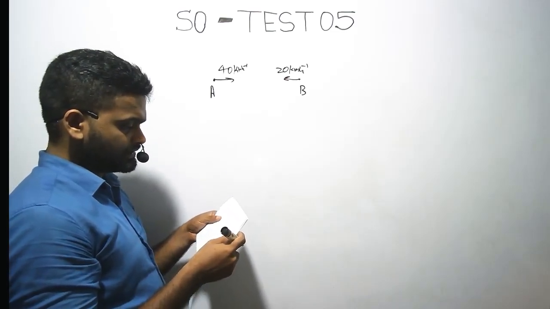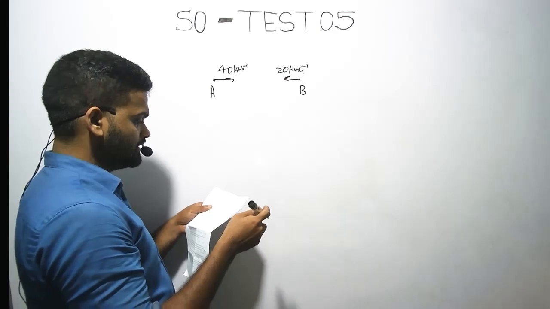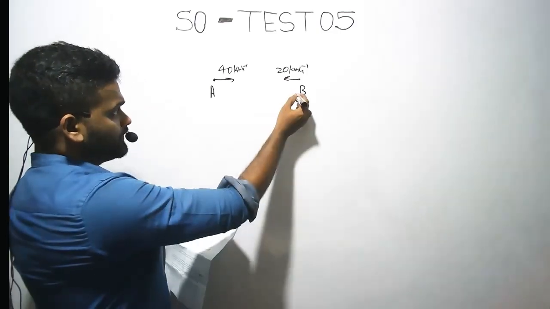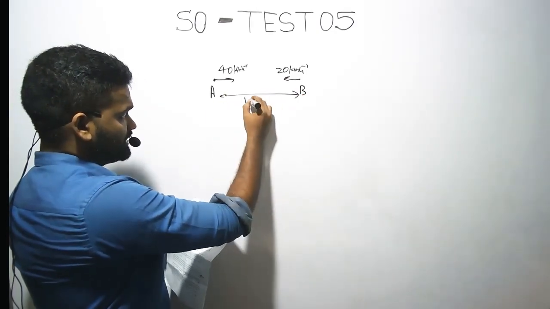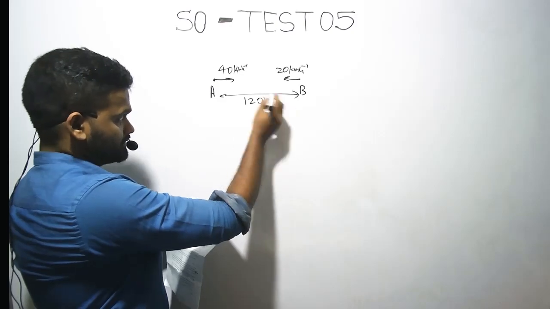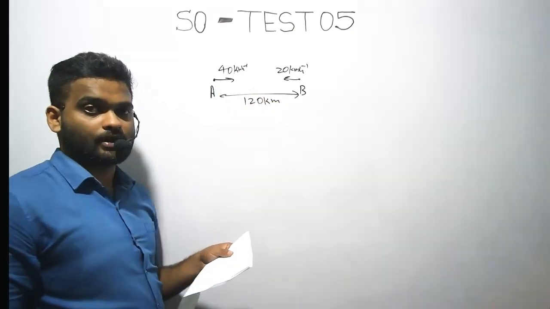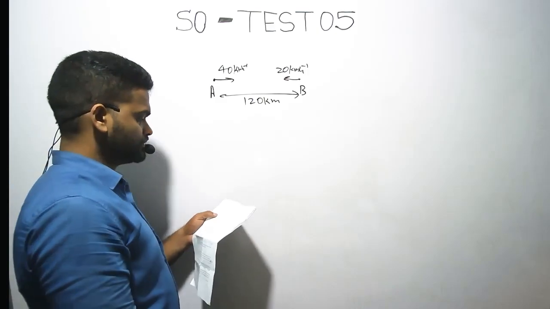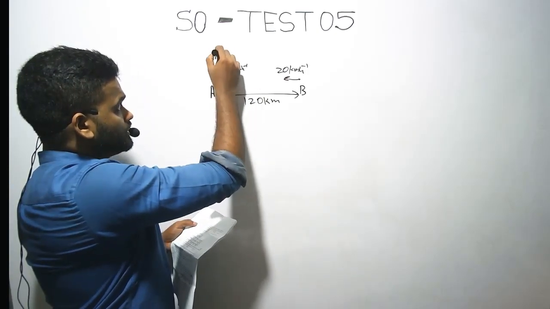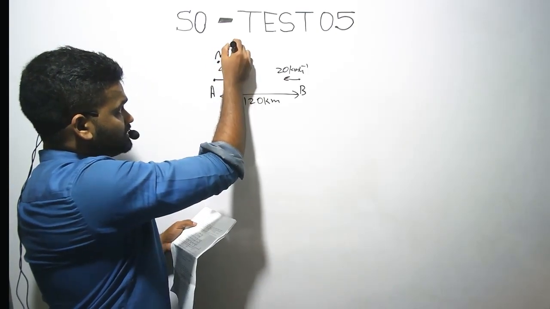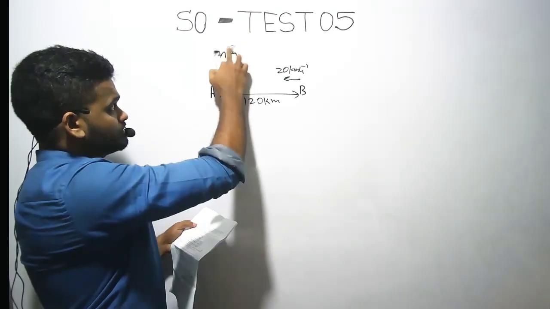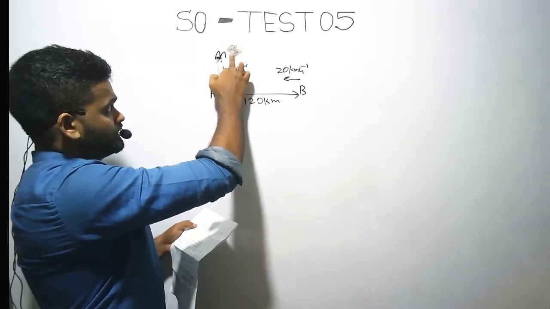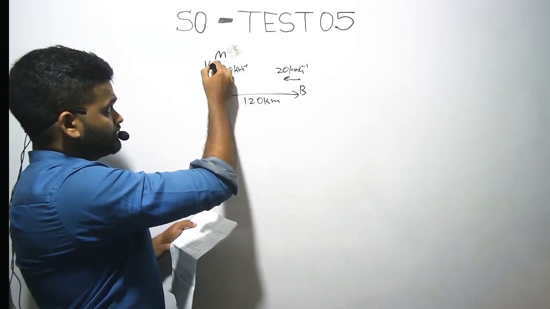Then there's the bird. The gap between the trains is 120 kilometers. Then there's a bird as well. I'll say capital K, not MK, capital K.